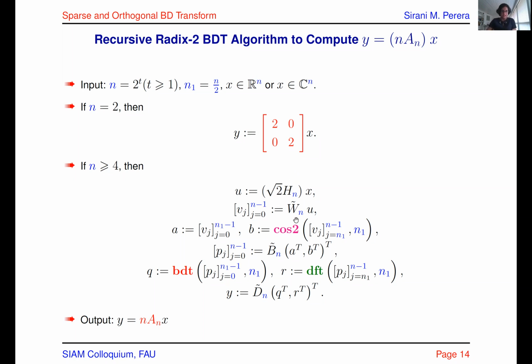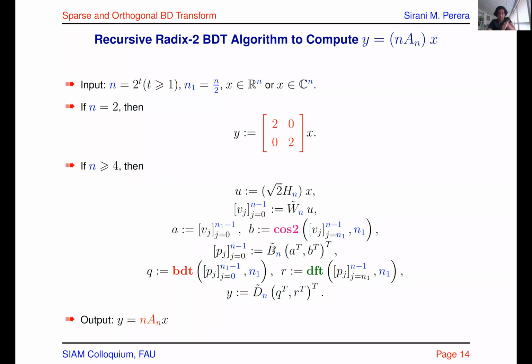And then this one, I took the whole matrix as a W tilde because the top block is identity, the bottom block is W. So I took the whole matrix as W tilde, but still you have n over 2 multiplications in here. That's beautiful. And then the cosine of 2 was applied for that.